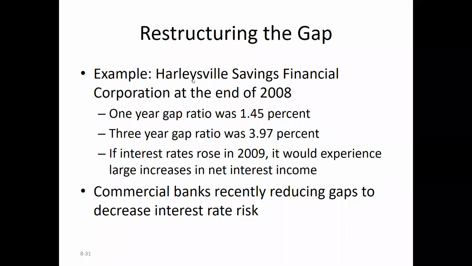Okay, there is another example: Hurley Savings Financial Corporation at the end of 2008. The 1 year gap ratio was 1.45%. The 3-year gap ratio was 3.95%. If interest rate rose in 2009, it would experience a large increase in net interest income because it had a positive gap. However, the interest rate did not increase at that time. Why? Because that was the time to stimulate demand, to increase the motivation of people to purchase more goods and services. To do that, they should reduce the interest rate, either through open market operations or the discount rate.